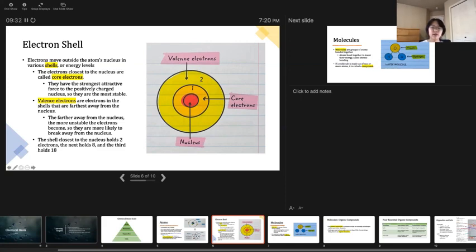Okay, and so the number of electrons in each of these shells or orbits varies. The shell, or orbit path, closest to the nucleus holds 2 electrons, the next shell holds 8, and a third shell holds 18. So as you can see, the further out you get, the more electrons there will be in the shells. Okay, and that is basically everything about electron shells. Just remember that an atom is sort of like a mini solar system.